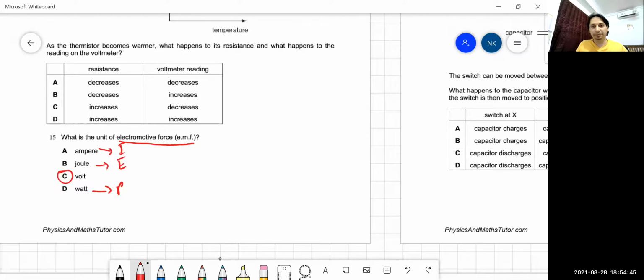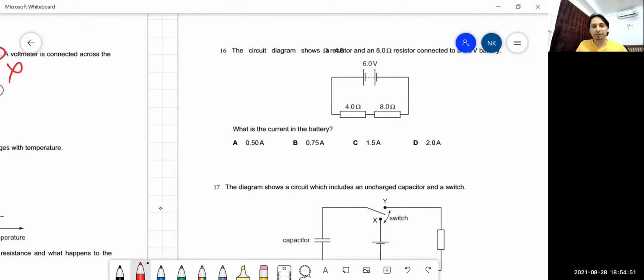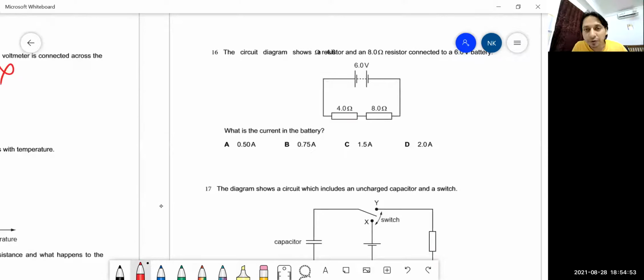Question number 16. Here in question number 16, the circuit diagram shows a 4 ohm resistor and an 8 ohm resistor connected to a 6 volt battery. Okay, what is the current in the battery? You have to calculate the current I produced by the battery.